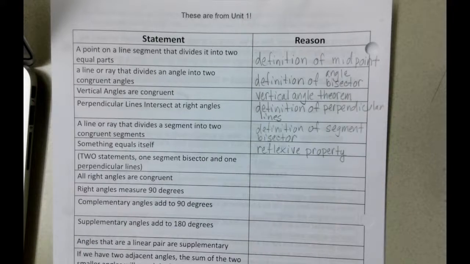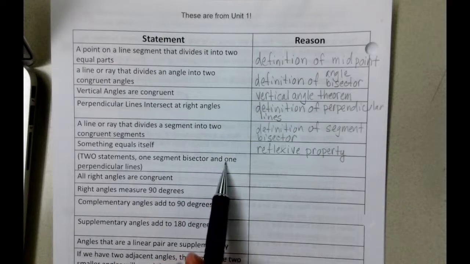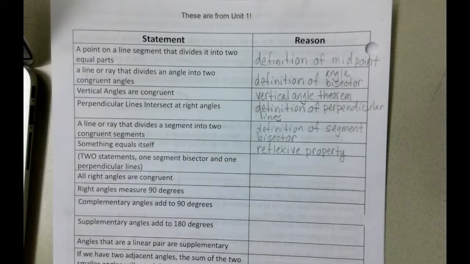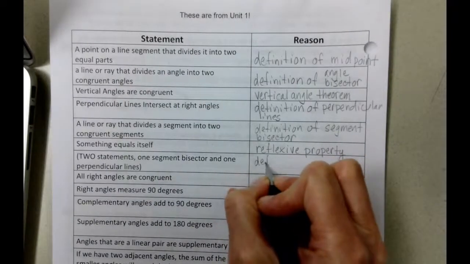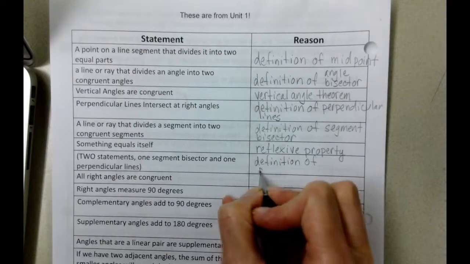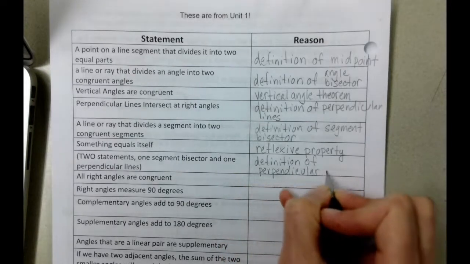If we look at the next one here, two statements, one segment bisector and one perpendicular line. I need to think about this one for a second. Two statements. One is about a segment bisector, and one is perpendicular lines. Well, we've got a bisector and we've got perpendicular, so this is the definition of perpendicular bisector.